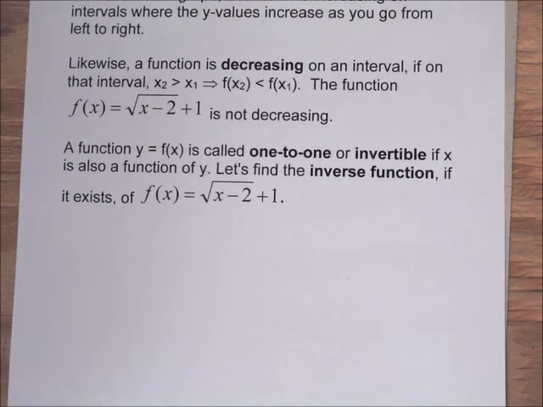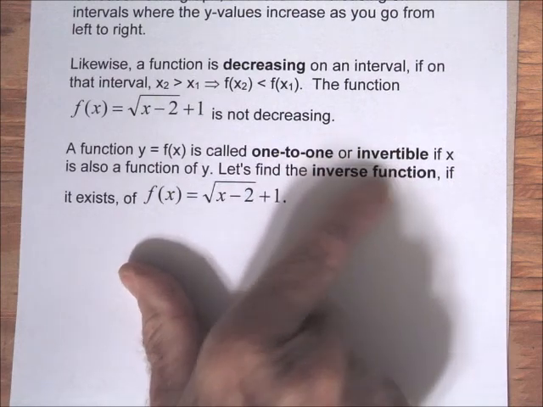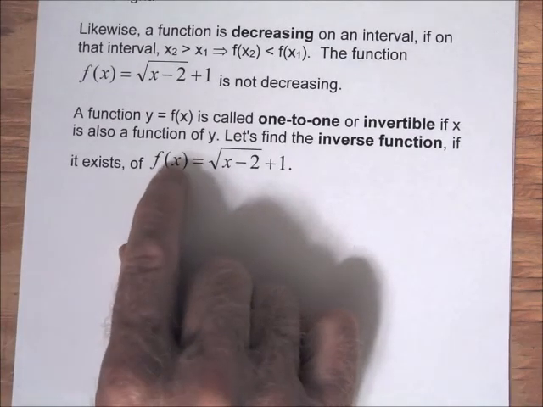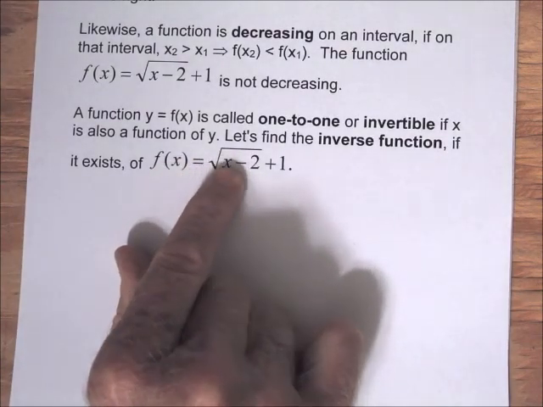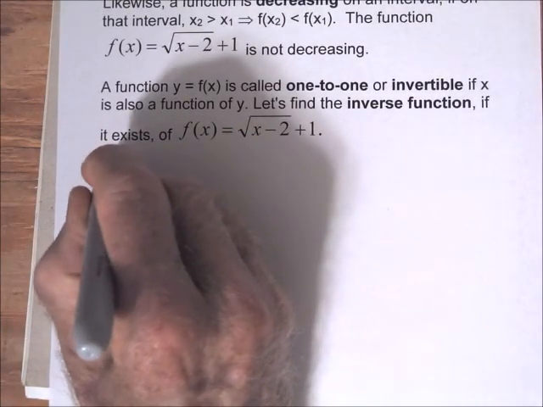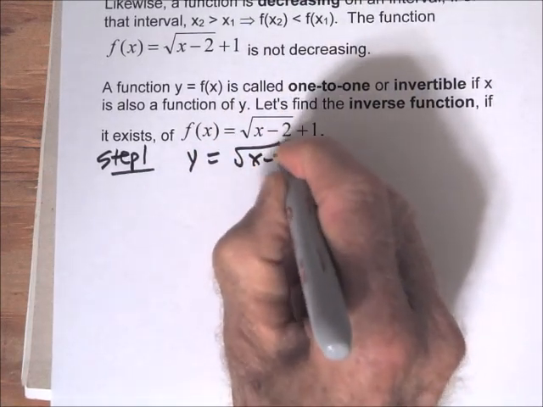Another notion is one-to-one. A function is one-to-one, also called invertible, if x is also a function of y. So a function y equals f of x is called one-to-one or invertible if x is also a function of y. And that function is called the inverse function. So let's see if we can find an inverse function for f of x equals square root of x minus 2 plus 1. So the procedure is, the first step, instead of f of x equals, we want to write y equals. So step 1, y equals square root of x minus 2 plus 1.